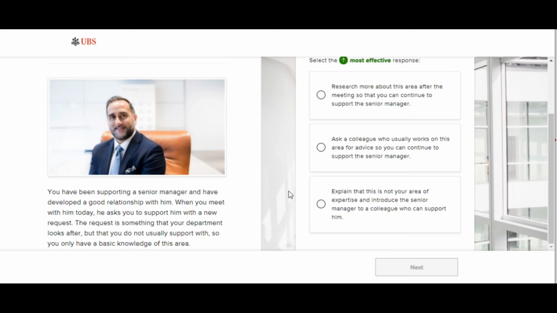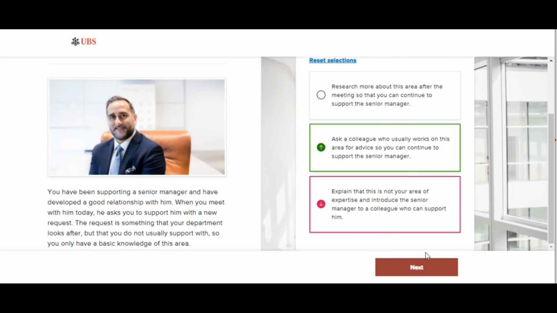You have been supporting a senior manager and have developed a good relationship with him. When you meet with him today, he asks you to support him with a new request. The request is something that your department looks after but that you do not usually support with, so you only have a basic knowledge of this area. Research more about this area after the meeting so that you can continue supporting him. Ask a colleague who usually works on this area for advice so you can continue to support him. Explain that this is not your area of expertise and introduce the senior manager to a colleague who can support him.